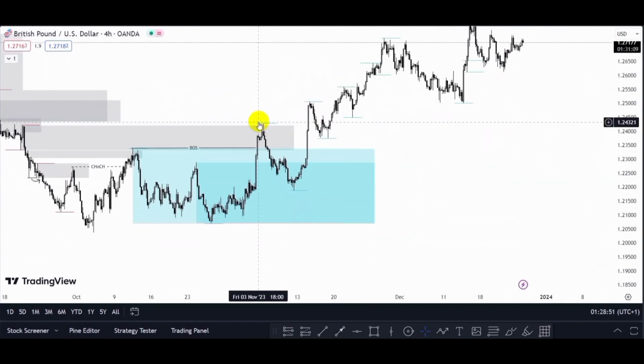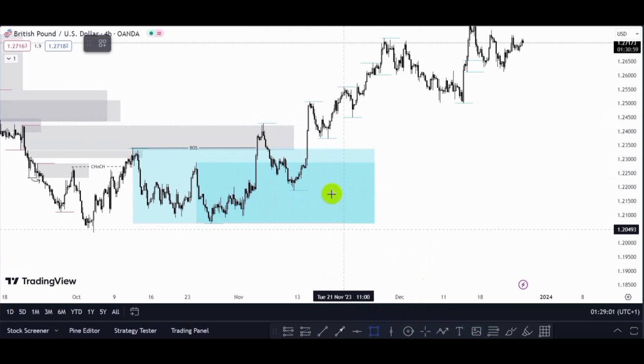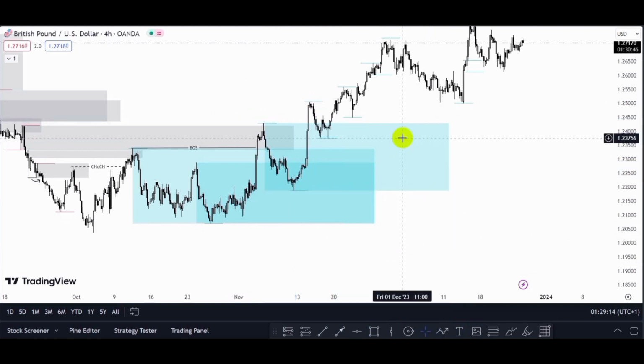Price took out this buy side liquidity. Where's the selling move that gave us the impulsive move that took out the buy side liquidity? This is our entire selling move, from this high here to the low here. This is now our IOF zone.